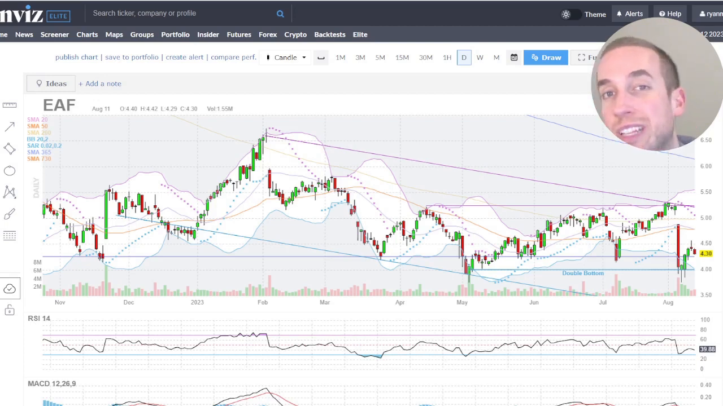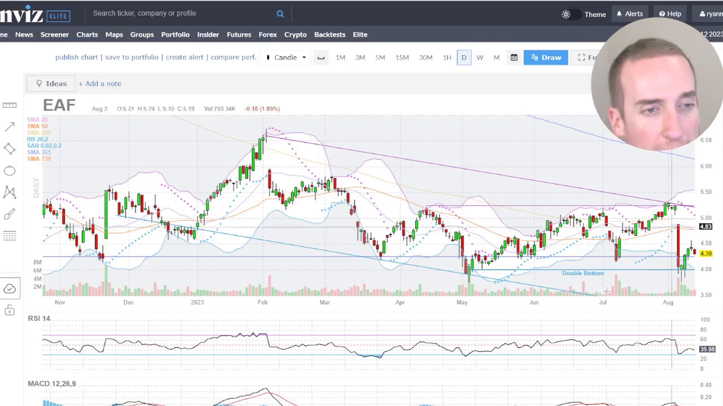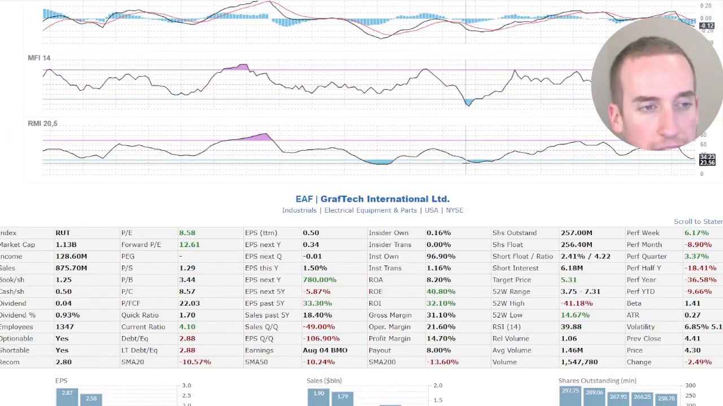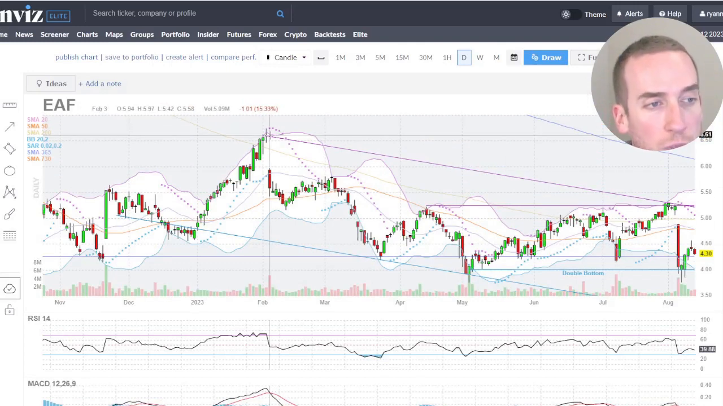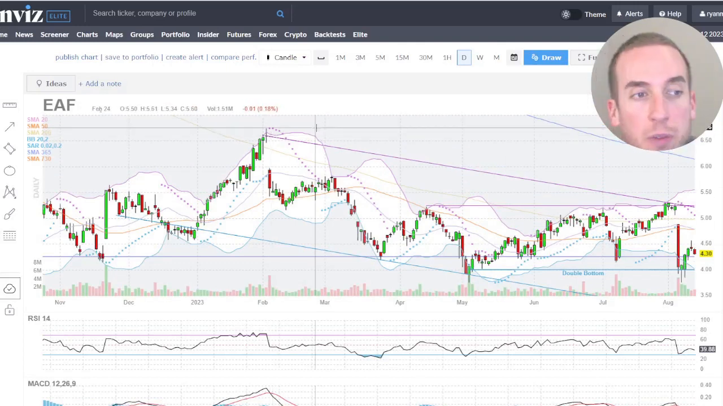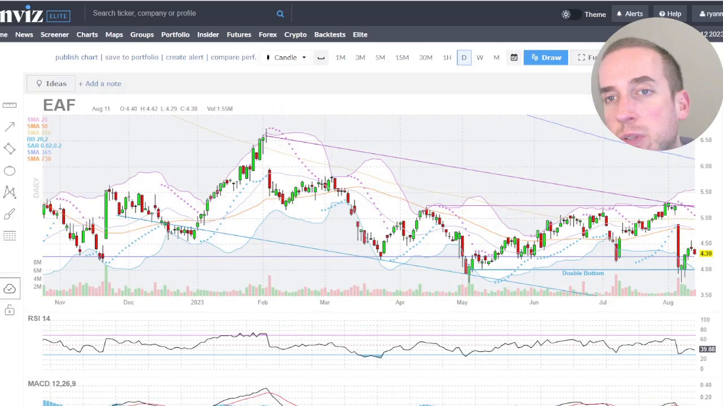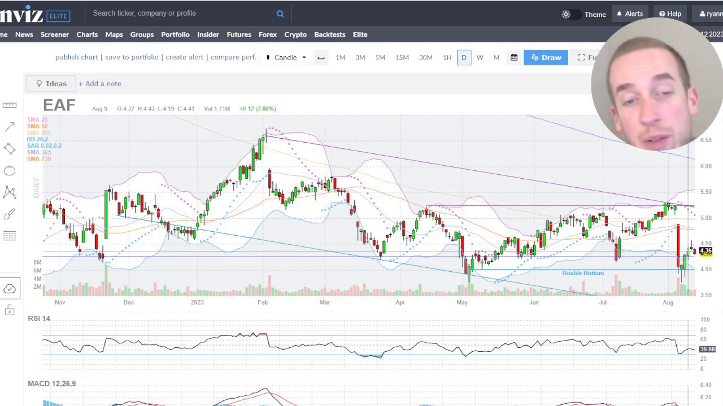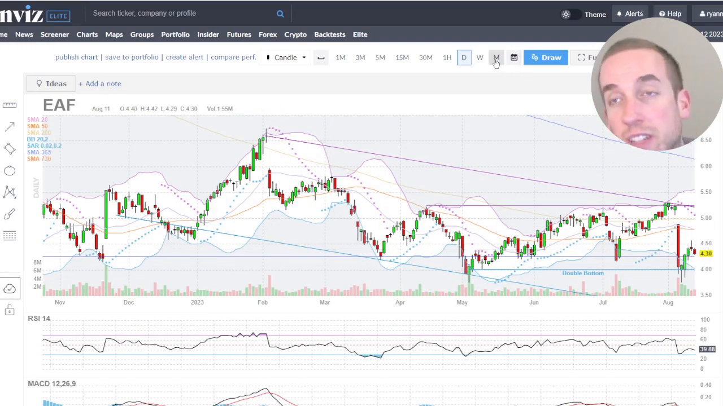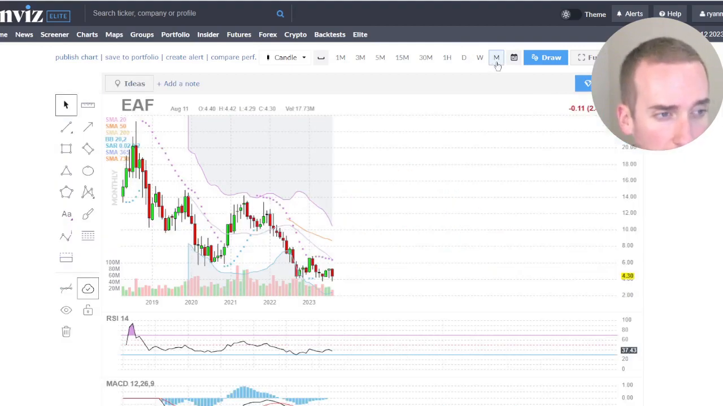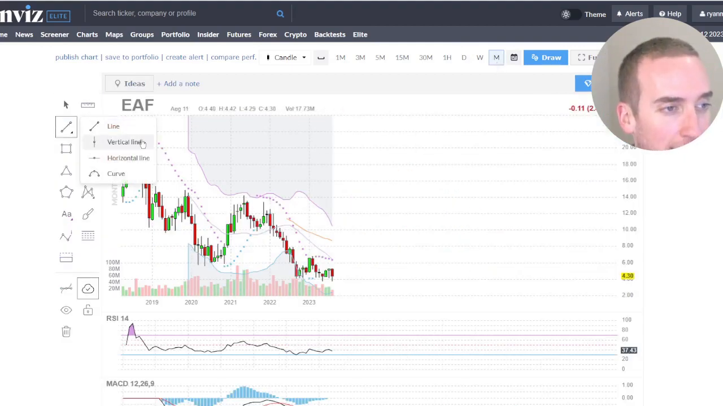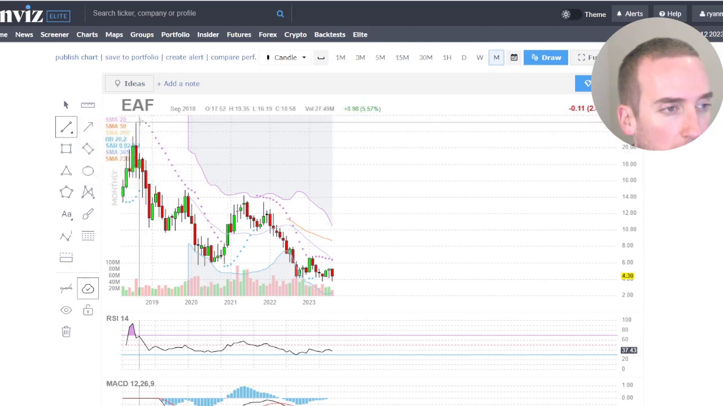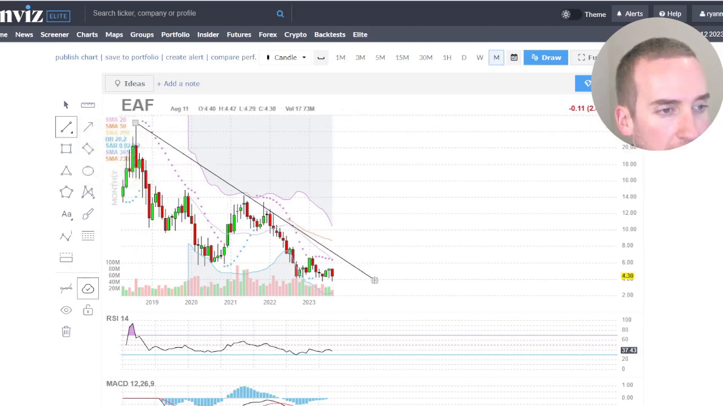Anyway, let's look at ticker symbol EAF. This is Graftech International Limited. The stock's high was around $6.60, and now it's at $4.30. Let's look at the monthly chart. Ooh, all right. So it's just been heading down and down, kind of in the dumps. Why is that? We're going to find out together.